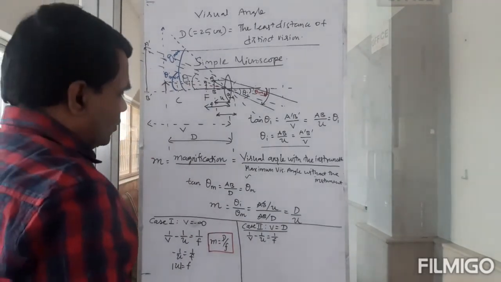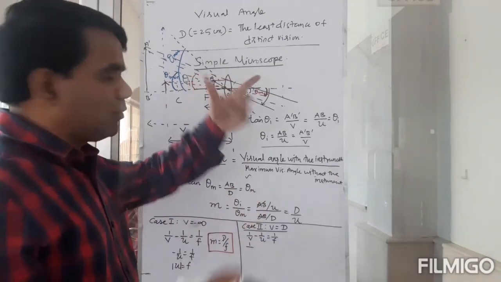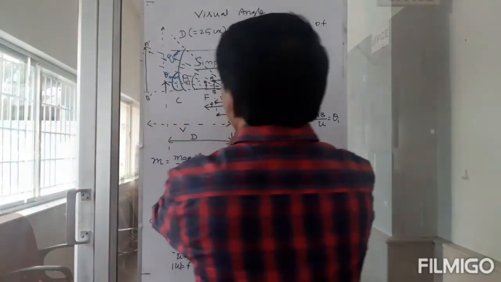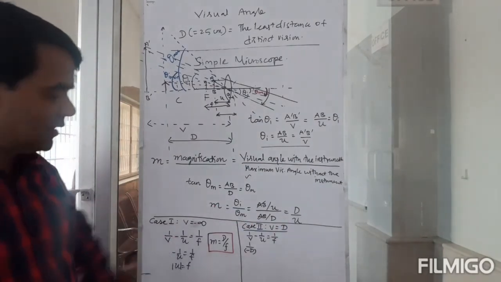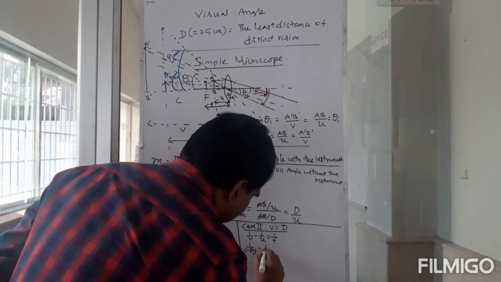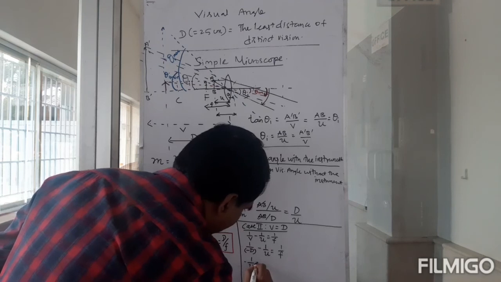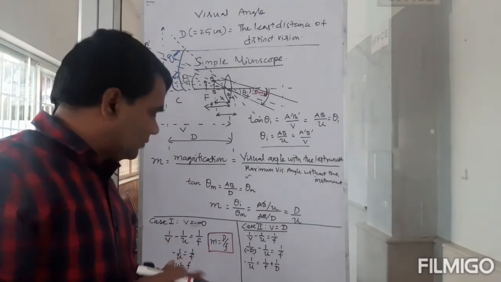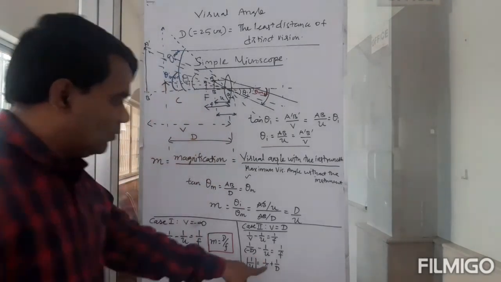Now I need to find 1 by U. What is V? V is D, but V is a negative number, so I'll say this is minus D. D is positive, so this is minus D. Then minus 1 by U is equal to 1 by F. So 1 by U is equal to 1 by F minus 1 by minus D. If I take the magnitude alone, 1 by U will be 1 by F plus 1 by D.